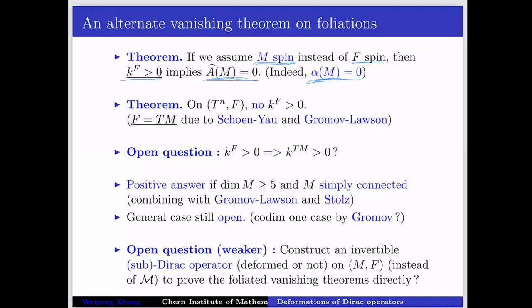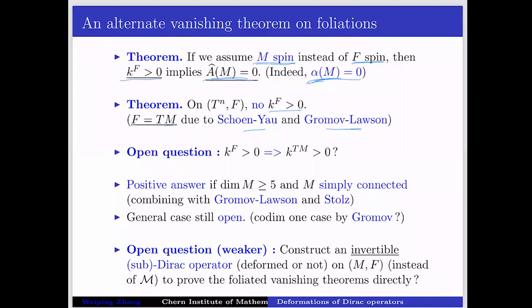And combining with the techniques developed by Gromov and Lawson, we can also show that on the torus, or in some sense, on largeable foliations, under a torus, any foliation cannot have a metric of positive scalar curvature. So when F is the total manifold, the total bundle, we generalize the original theorem of Schoen, Yau, and Gromov-Lawson, which states that on a torus there is no metric of positive scalar curvature, to the case of foliations.